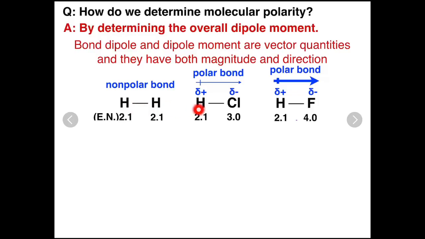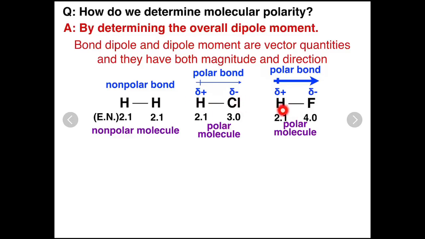Since these three molecules contain only one bond between those two atoms, the bond polarity is going to determine the molecular polarity. Since the bond polarity in hydrogen is nonpolar, the molecule would also be nonpolar. And because hydrogen and chlorine are sharing electrons unequally, making the bond polar, the molecule would be a polar molecule.